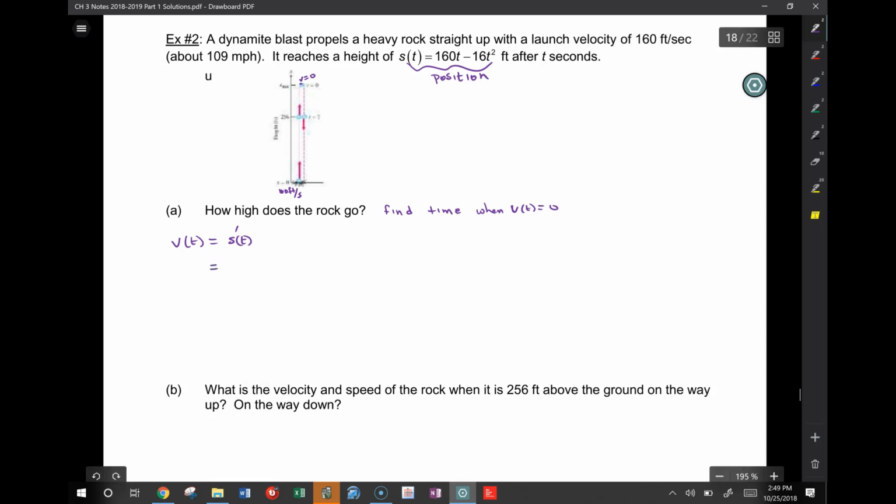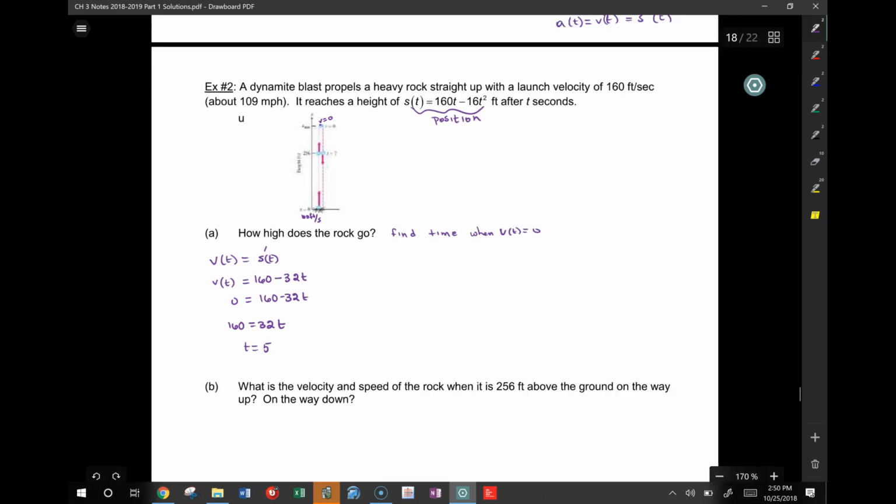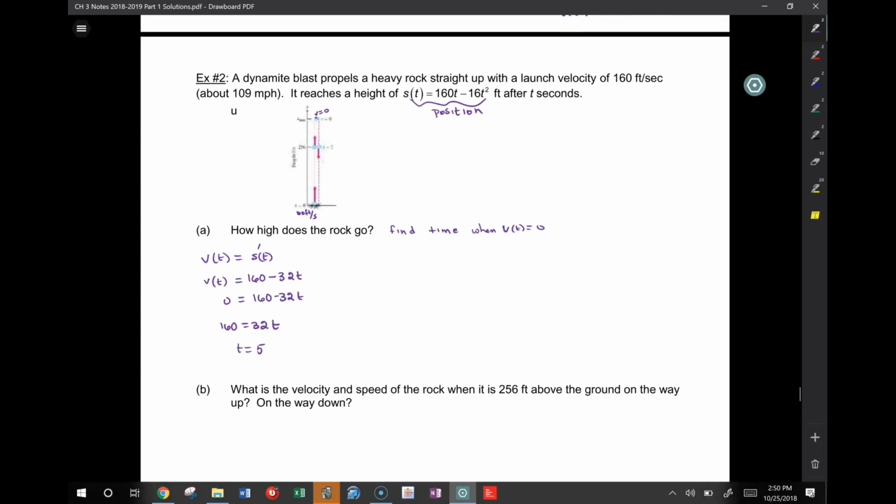So now, what is the derivative of this? 160t, the derivative is 160 minus 32t. So that's v of t. And now we want that to be 0. Right? So t is equal to 5. So it takes 5 seconds for it to go up there. And in those 5 seconds, it's slowing down, slowing down. T equals 5 seconds, velocity is 0, and then it just goes back down.